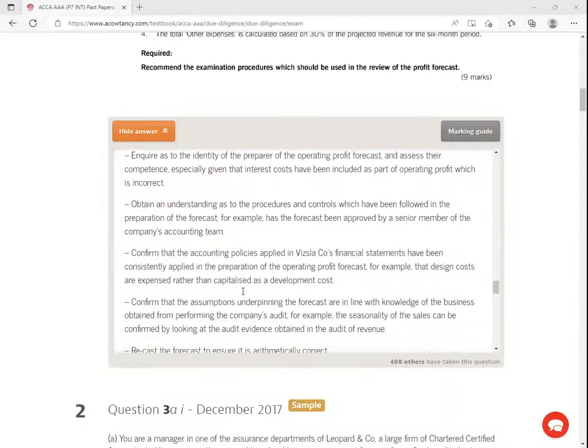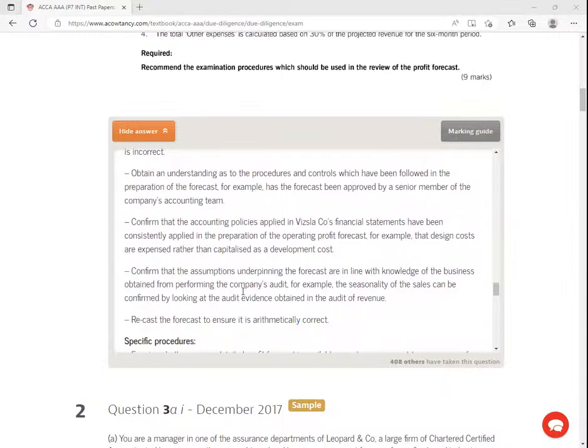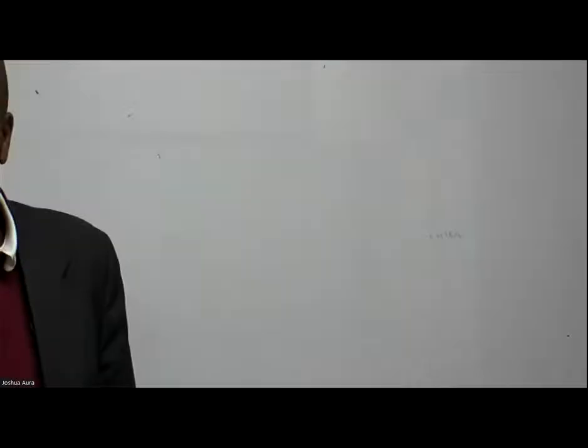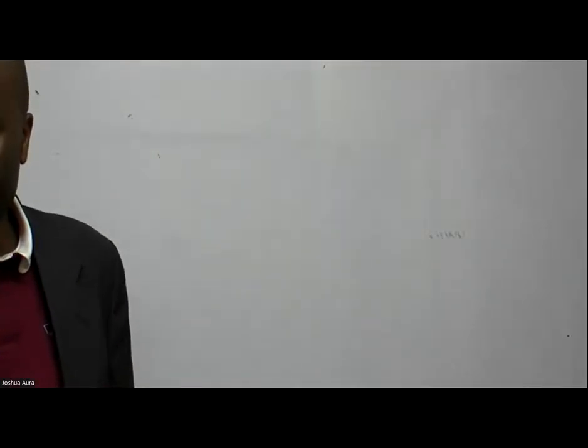Confirm that the accounting policies are applied. If the company's financial statements have been consistently applied in the preparation of the operating profit forecast. For example, that design costs are expensed rather than capitalized as a development cost. So you're saying, ladies and gentlemen, that even if they are forecasts, if there are areas where IFRS needed to have been used, then we must use the IFRS accounting policies and ensure that they are consistent.